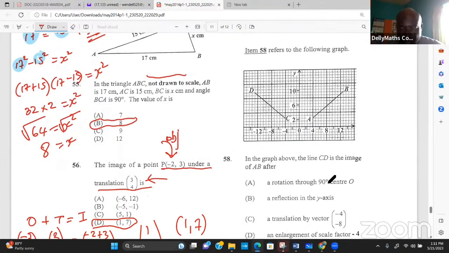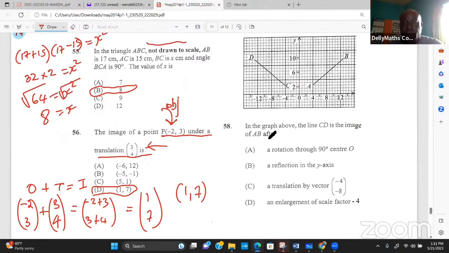Transformation. All right, let's see what they want. In the graph above, the line CD is the image of AB. So they're telling you, oh, I see what this is. CD is the image of AB after what? Look, I'm seeing that this is a straight up reflection in the y-axis.